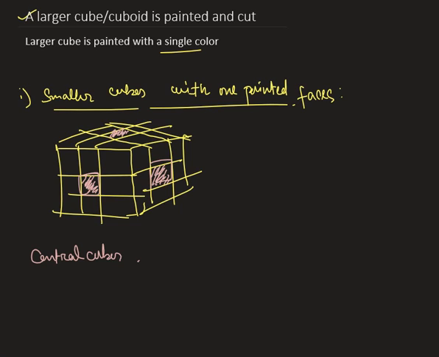As this brown portion exists only once on each surface, and there are six surfaces in a cube, hence the number of smaller cubes having one surface painted must be 6.